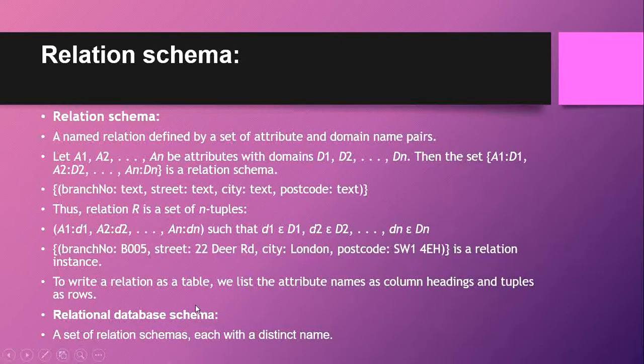So what is a relational database schema? It is a collection of relation schemas. Here we have defined the relation schema of one table, branch. When we define the relation schemas of all the tables in our database, the set of all the relation schemas will be our relational database schema, each with a distinct name. So all the relations will have a distinct name.